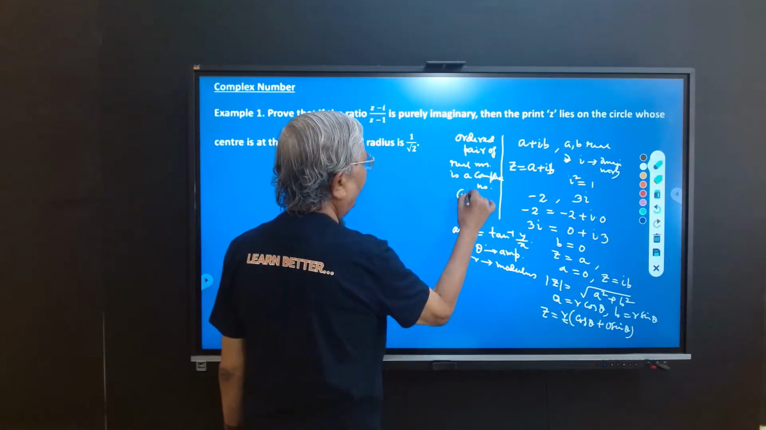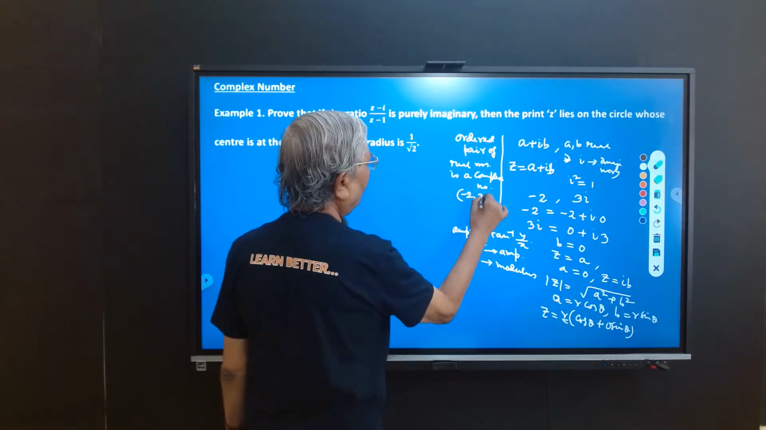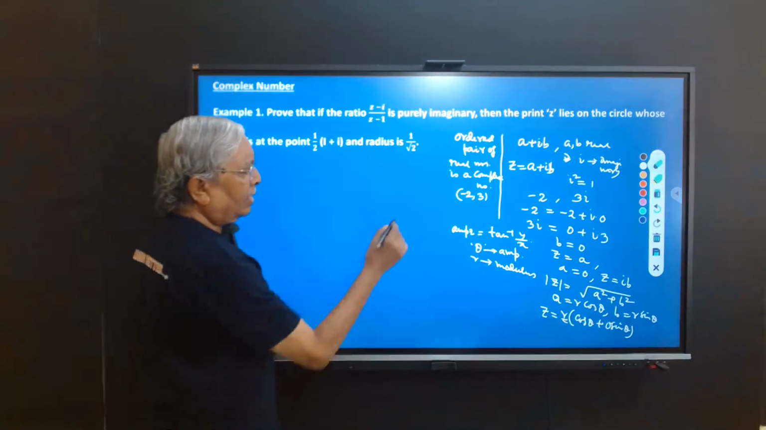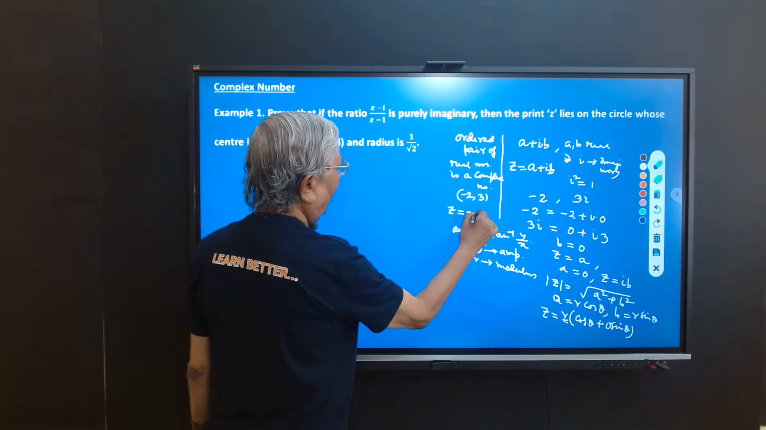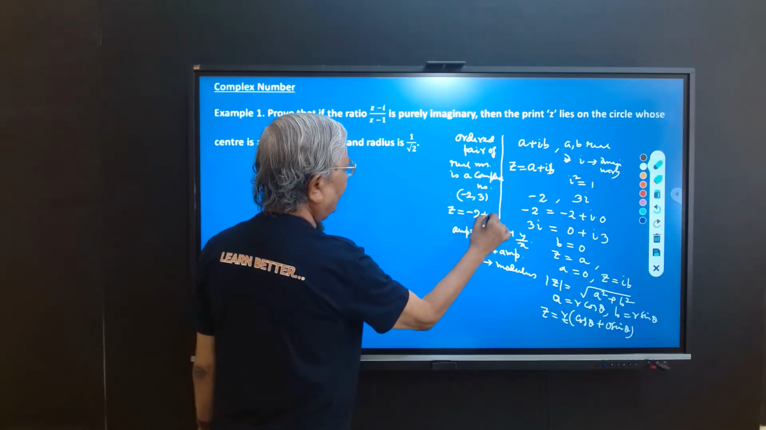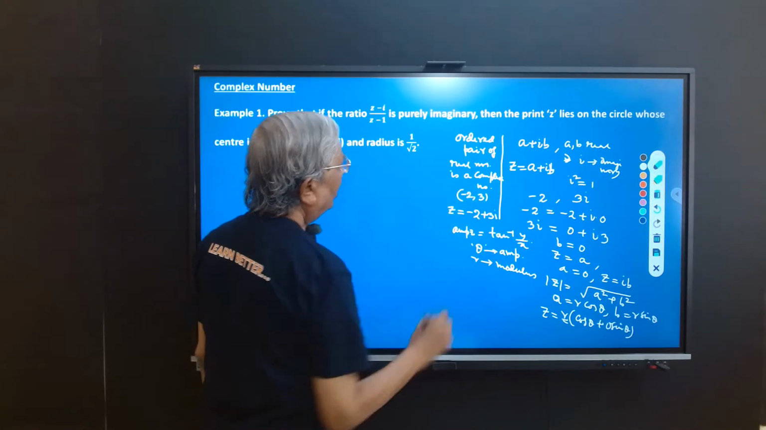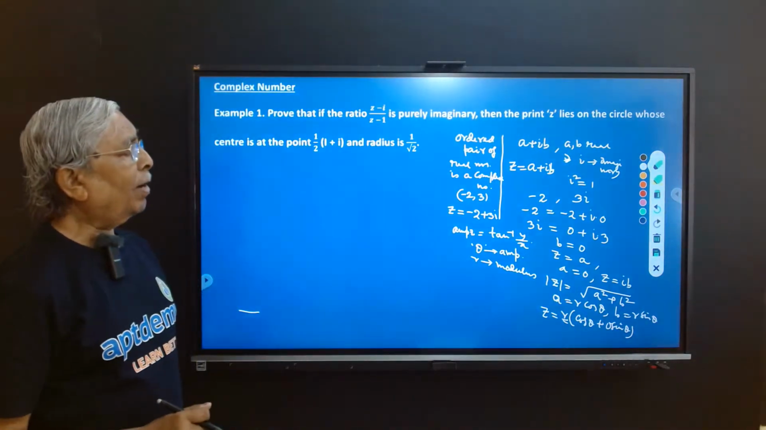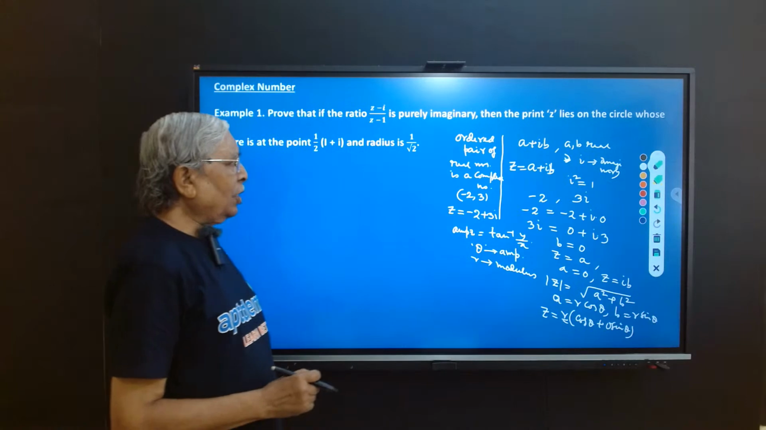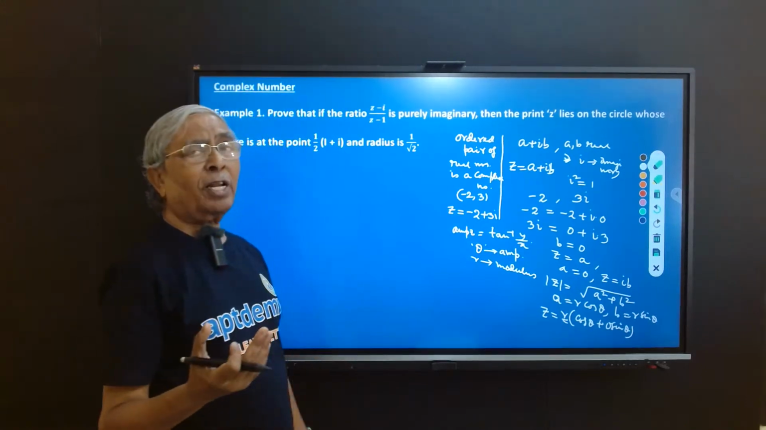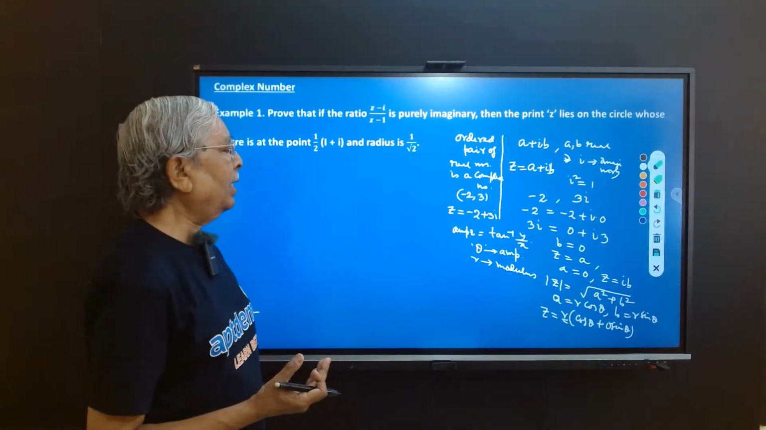Suppose you have an ordered pair (-2, 3). What does it represent? It represents the complex number z equal to -2 plus 3i. So this is the definition. Simple: an ordered pair of real numbers is a complex number.